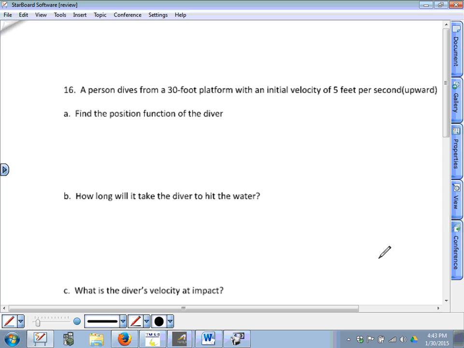Okay. Question 16. It's still from section 2.6. It's talking about a higher order derivative because we're going to have to find an acceleration function. The position function.